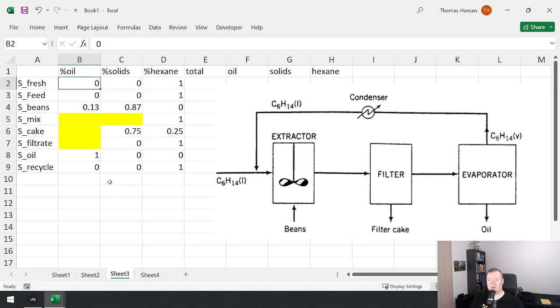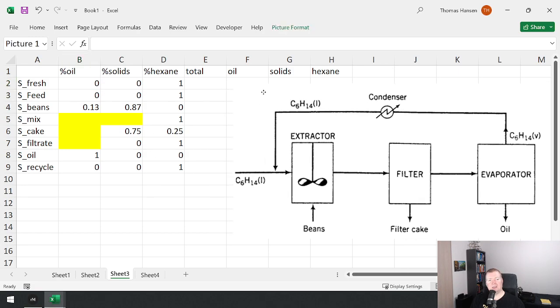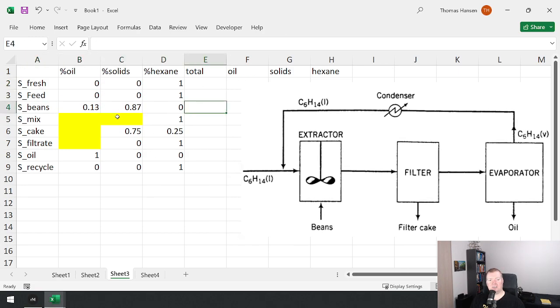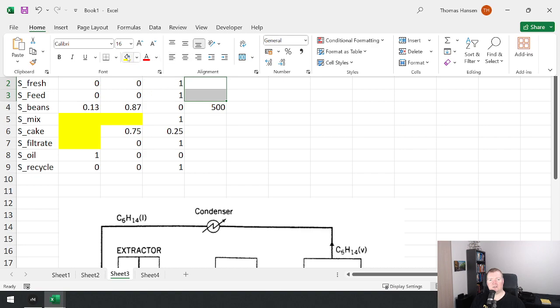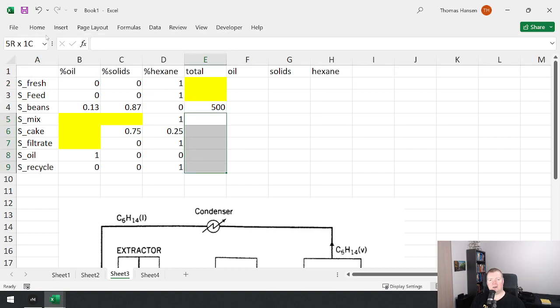Then I start to look at what I know in terms of the masses that I might want to send into this. I need to figure out how much hexane I need if I want to process 500 kilograms of beans. So we jump over here, find our bean stream, and say that needs to contain 500 kilograms. Do we know anything else? We don't know anything else about masses, so for now we're just going to say these are unknowns.